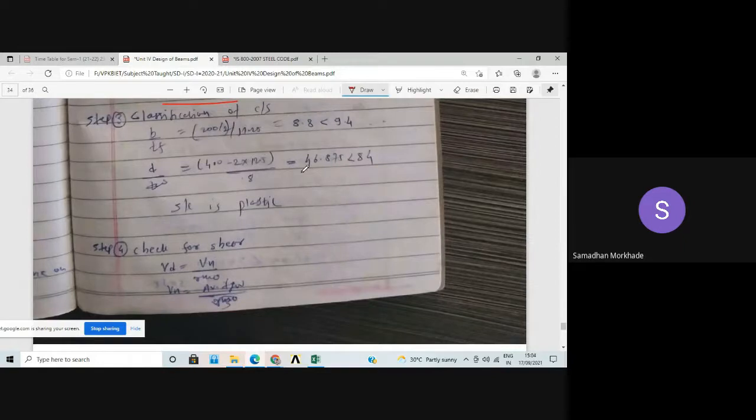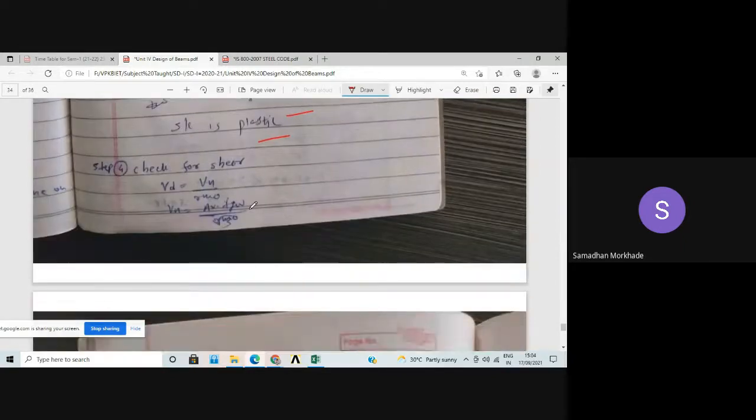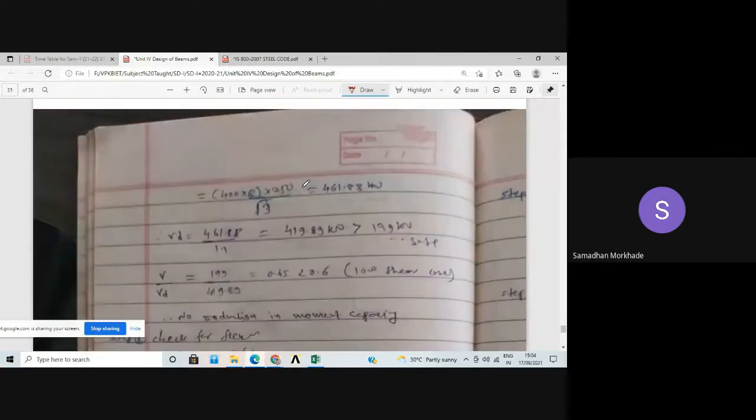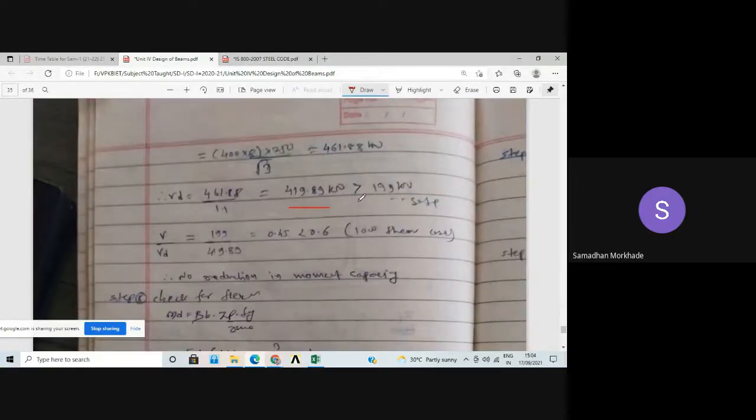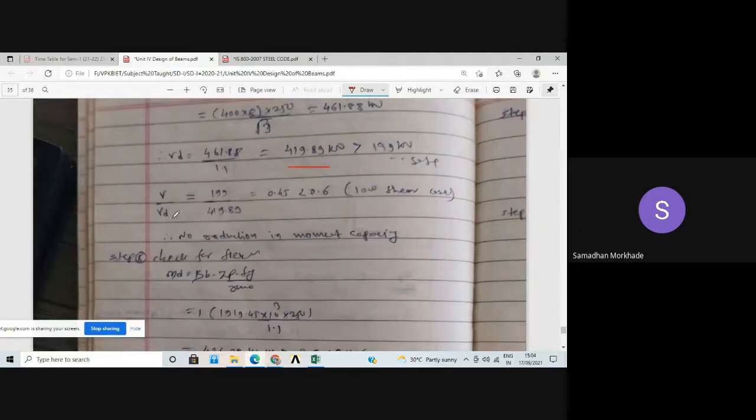Step number 3, classify these sections. This will become a plastic section. Check for shear. VD, the design shear, comes out to be 419, which is more than 199, therefore safe. Interaction ratio V by VD is 0.45, which is less than 0.6, low shear case, no reduction in the moment capacity, so beam is safe in shear.